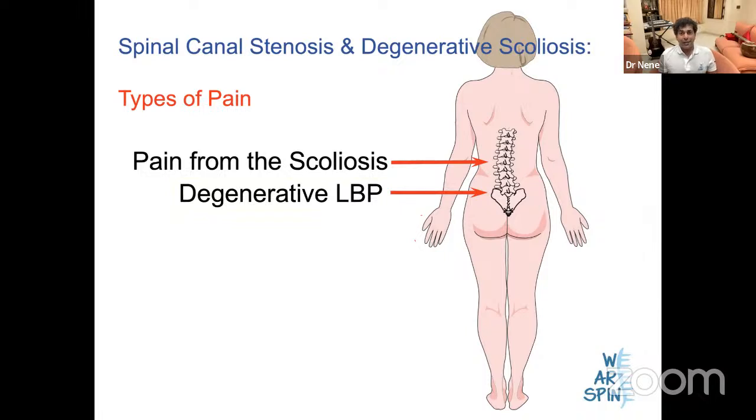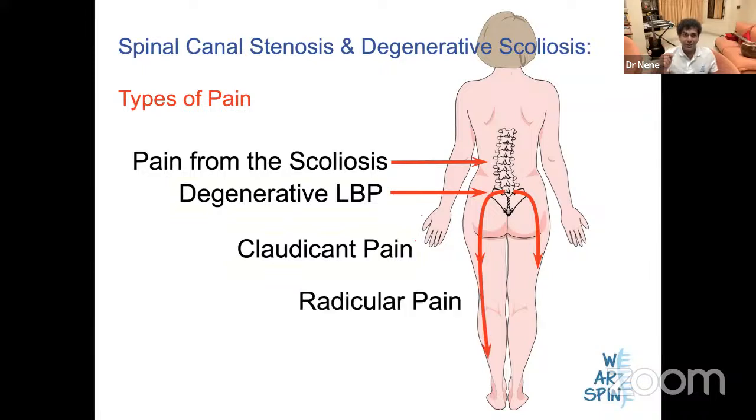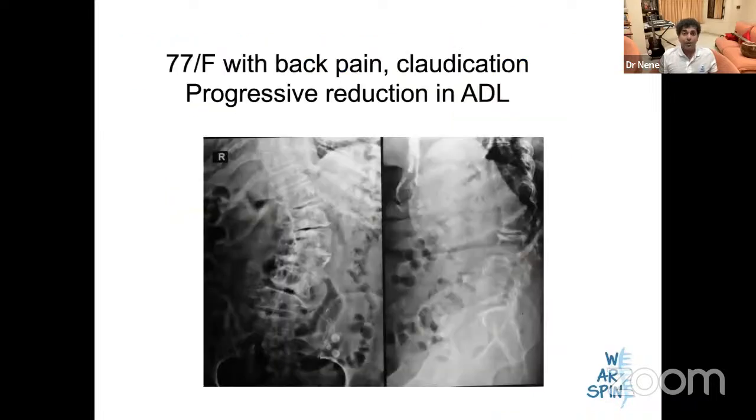Right. So then they may have, of course, degenerative low back pain because of facet arthropathy, disc degeneration, and then they could have claudication. The claudication could be because of lumbar stenosis, because this is a degenerative condition. It could be because of the stretch of the nerve roots on the convex side, or it could be because of the compression of the root canal on the concave side. And that could then come with radicular pain or with true claudication. All right. So those are the different pains that people come with.